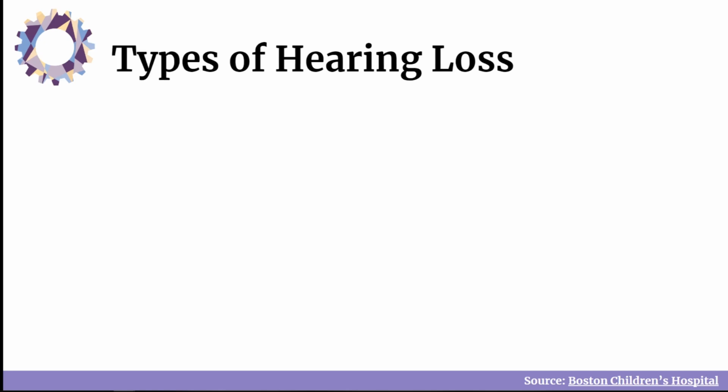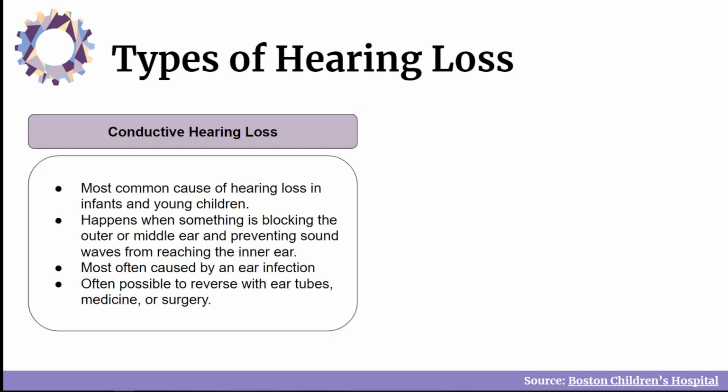This slide presents two primary types of hearing loss, each affecting children in a different way. The first is conductive hearing loss. This is the most common form of hearing loss in infants and young children. It occurs when there is an obstruction or damage in the outer or middle ear that prevents sound from reaching the inner ear. Common causes include ear infections, fluid in the ear, or abnormalities that affect the ear structure. Fortunately, conductive hearing loss is often reversible through treatments like ear tubes, medication, or surgery.